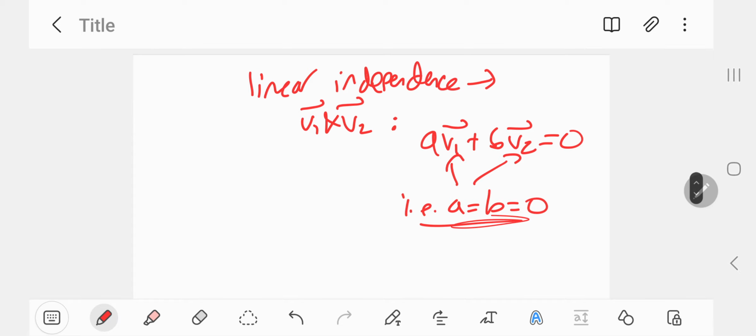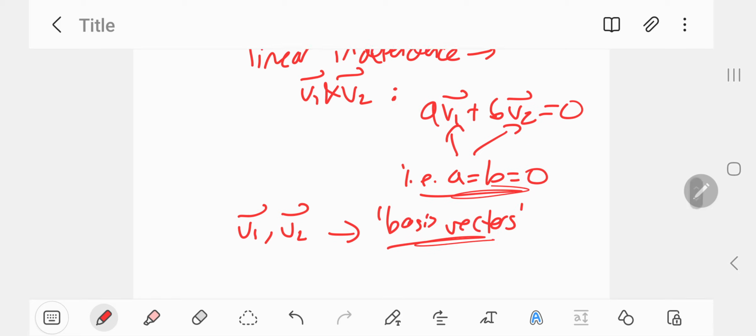And these two vectors v1 and v2 express the vector v in its component form. So the components are v1 and v2. And these are the basic tools needed to write any vector. Hence we call these two vectors basis vectors. They form the basis for describing a vector v.